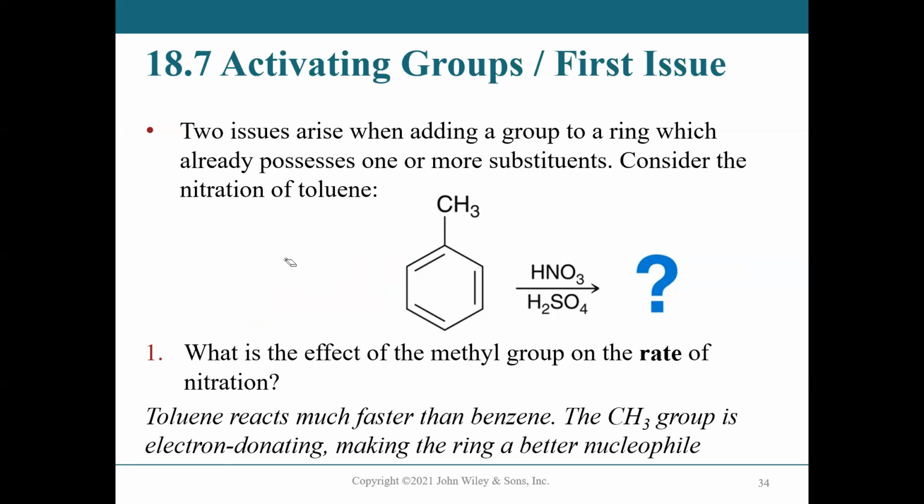So just consider the nitration of toluene. What is the effect of the methyl group? Remember I talked about this, it's going to be electron donating. So we can call this an electron donating group. It says toluene reacts much faster than benzene. The methyl group is electron donating, making the ring a better nucleophile.